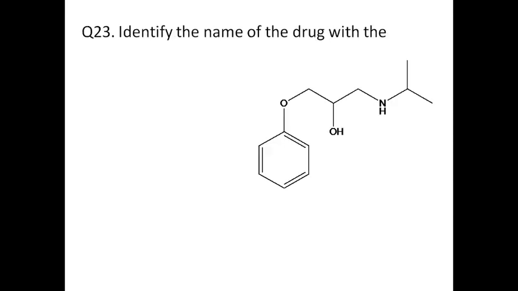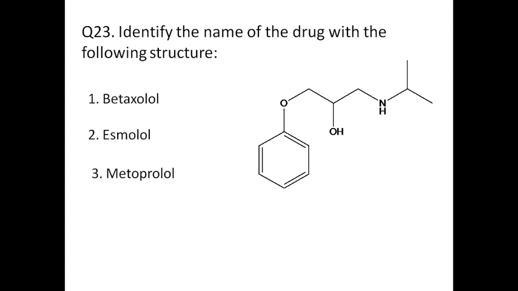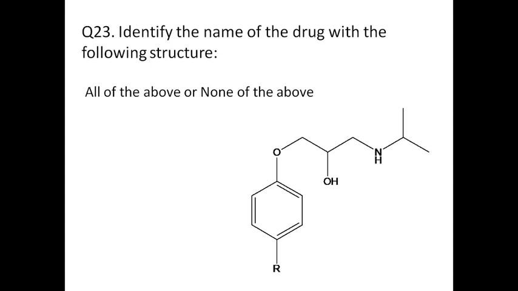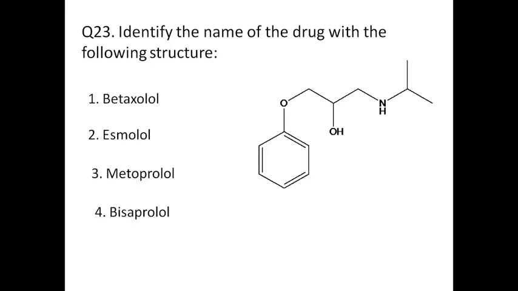Next question. Identify the name of the drug with the following structure. It is betaxolol, esmolol, metoprolol or bisoprolol. So what is the right answer here? There is a mistake in this question. It is either all of the above or none of the above, because in all these structures, betaxolol, esmolol, metoprolol and bisoprolol, there is a substitution, and in the question it hasn't given any substitution. So this is a wrong question.